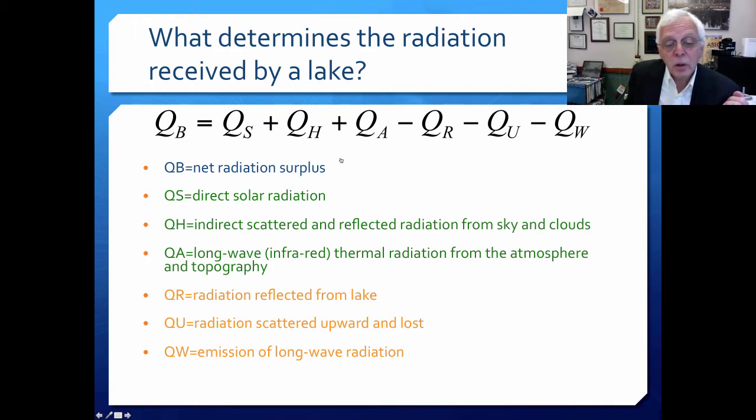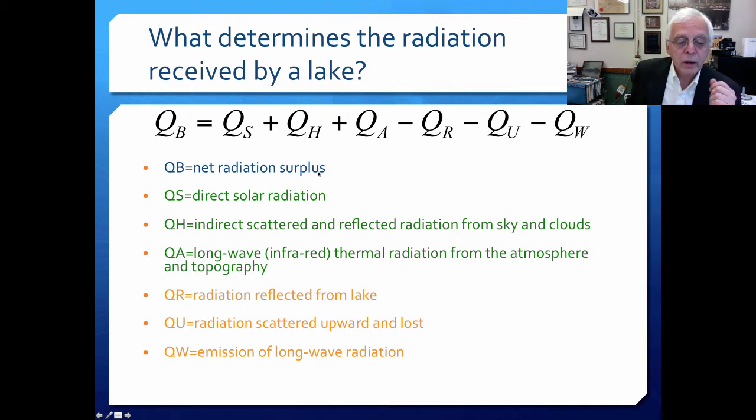Also added to that is the long wave or infrared thermal radiation from the atmosphere and topography. There's a back radiation of this. Let's say at nighttime or in the evening, you're still getting thermal radiation coming off of land surfaces, and clearly the opposite, that you get some from water surfaces back to terrestrial systems too. So there is some thermal radiation from the atmosphere and topography. So those are the various 3 sources that determine the radiation surplus, or the amount available to work with in an aquatic system.